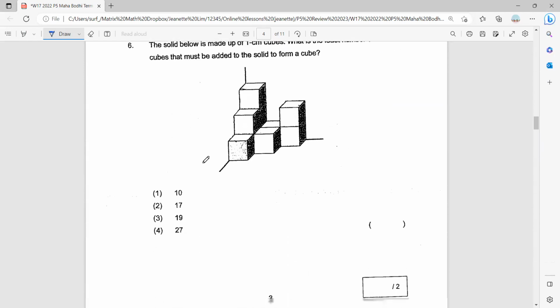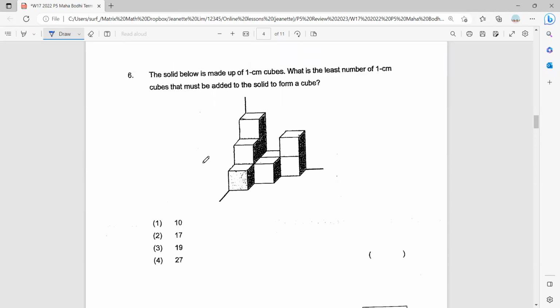Question 6. The solid below is made up of 1 cm cubes. What's the least number of 1 cm cubes that must be added to the solid to form a cube? Okay, let's count first. How many cubes do we have? So counting from the highest layer, this is 3, and this here is 2, 2, and the lowest layer 1, 1, 1. Okay, so 3 plus 2 plus 2 plus 1, 1, 1. So that will give us 10.